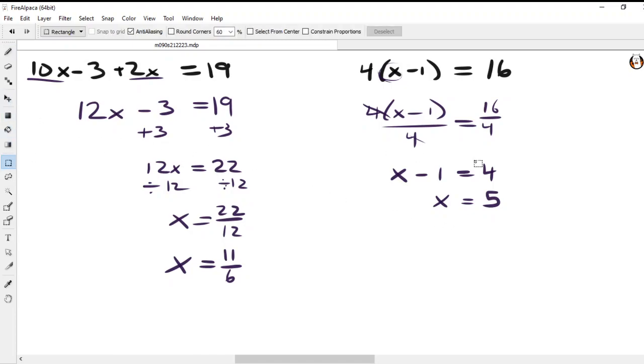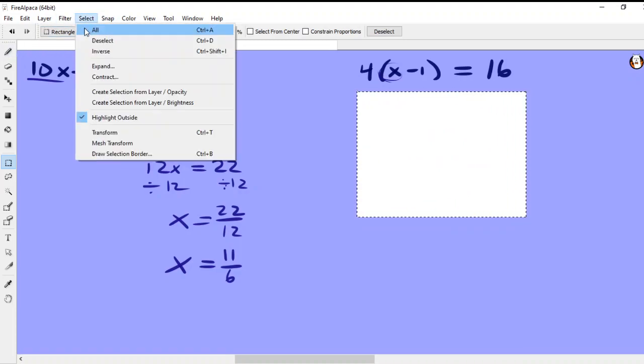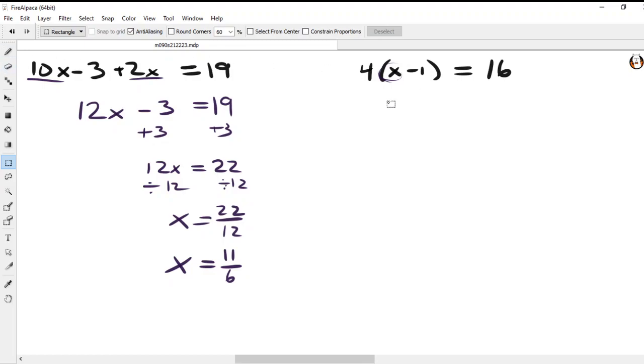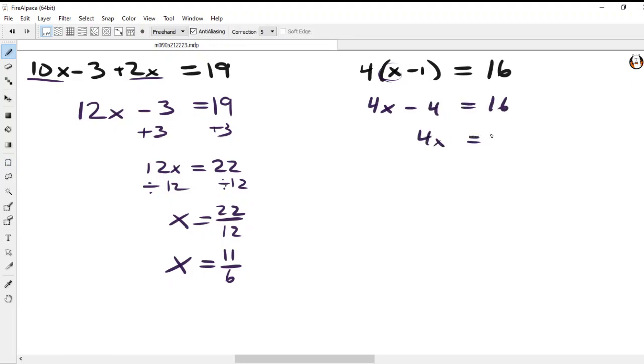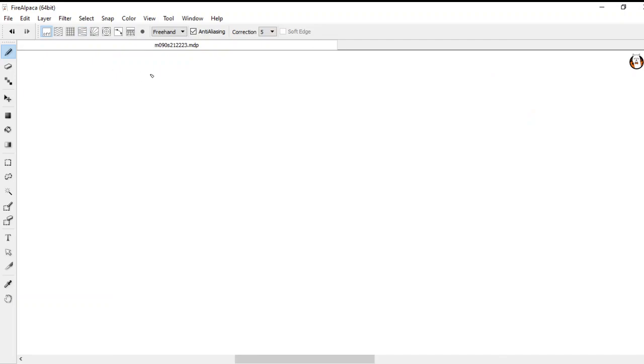Matter of fact, if we do this again after distributing, 4x minus 4 is equal to 16, 4x is equal to 20, x is equal to 5. Hey, look at that. We get the exact same thing. So that doesn't matter. When do you have to distribute? Well, you have to distribute when you have more than one term with an x in it.